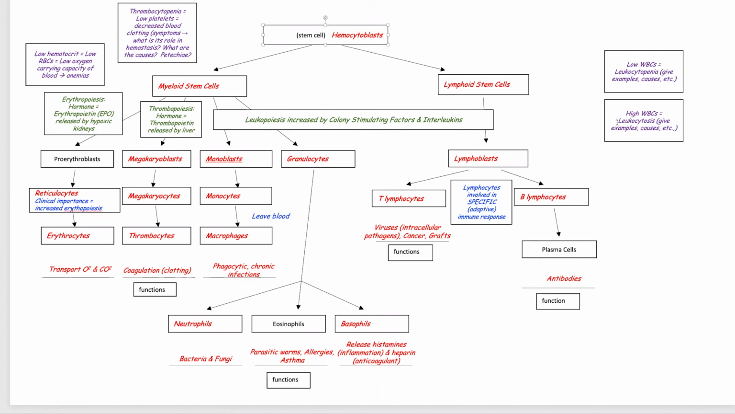And then also I have leukocytosis, which is when white blood cell counts are elevated, and you could give examples of different conditions that bring about leukocytosis and their causes. As you can see, I can include a lot of information on an 8x10 paper.